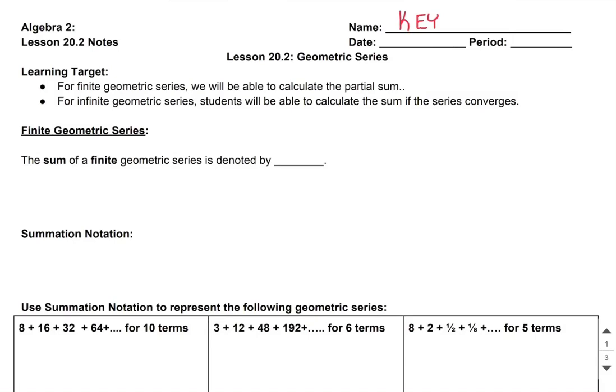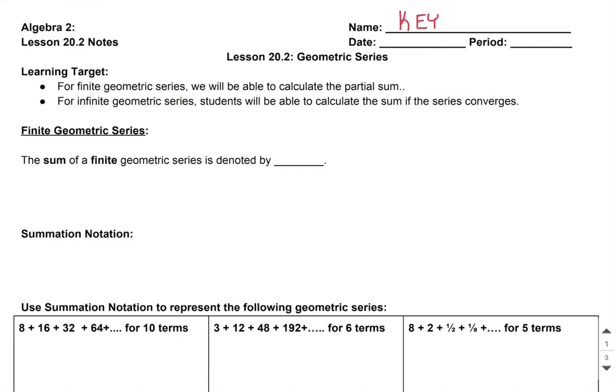For arithmetic series, you can only add up a finite number of terms in the sequence. For geometric series, you could add up a finite number of terms, or for certain examples of geometric series, you could add up infinite terms together, the entire sequence. It depends on what the sequence is, and we're going to talk about that later. Right now, we're just going to focus in on the finite geometric series.